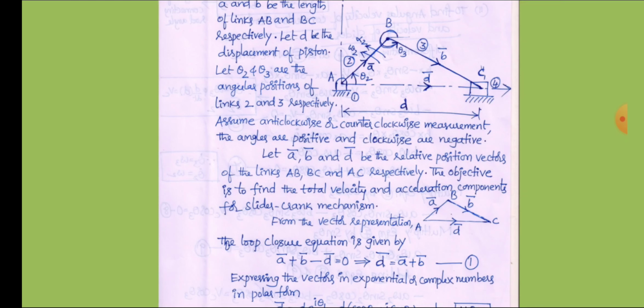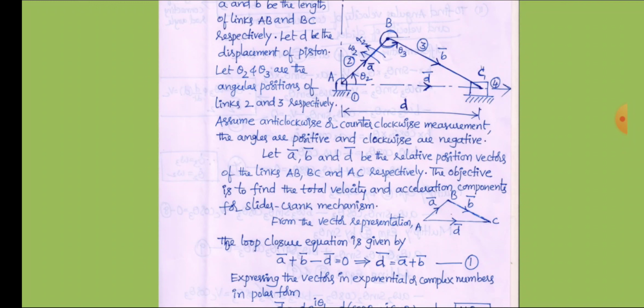Now, after representing vectors in the diagram like this, from this diagram one can write the loop closure equation. So what is the loop closure equation? The sum of the relative position vectors of all the links in a mechanism is equal to 0. Now A bar is the relative position vector of the AB link, B bar is the relative position vector of the BC link, and D bar is the relative position vector of AC. The sum of all these position vectors is equal to 0. That is the statement of the loop closure equation.